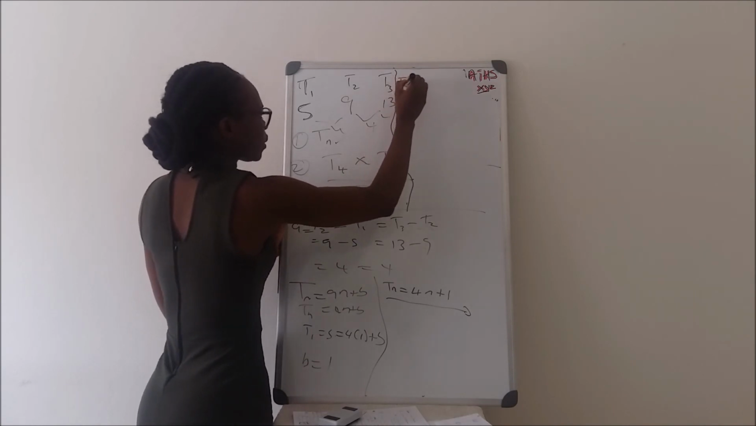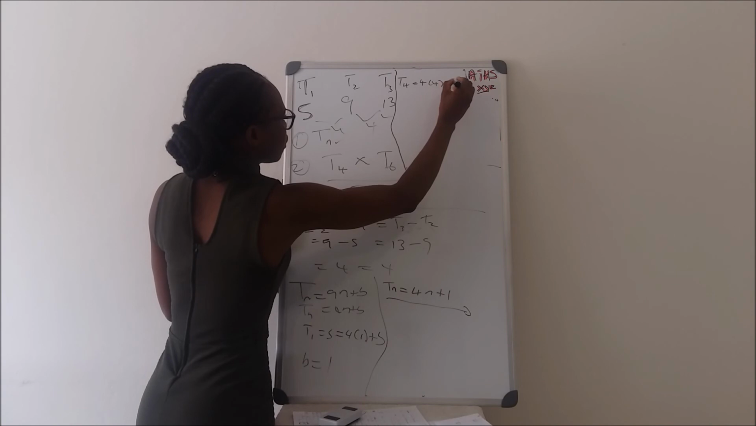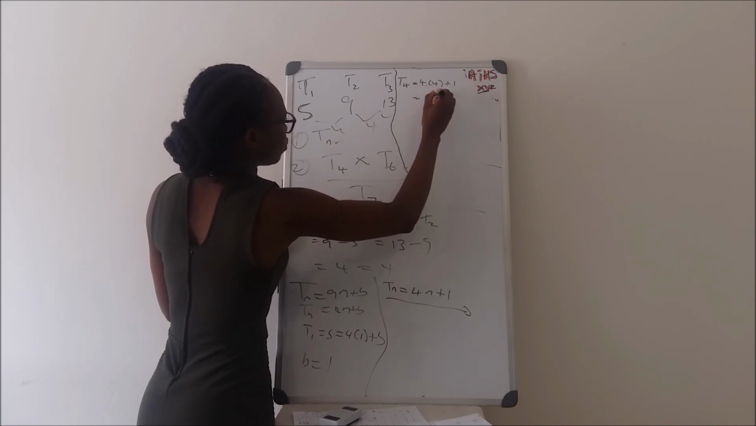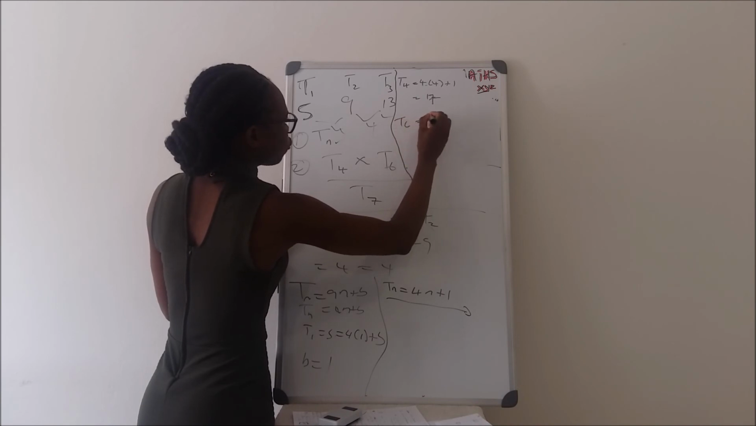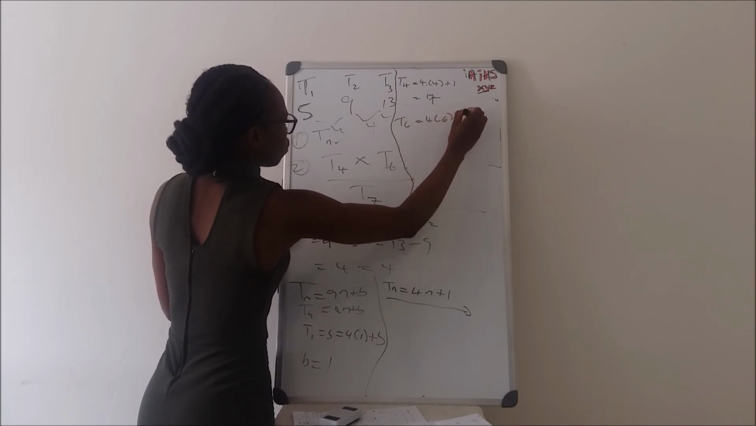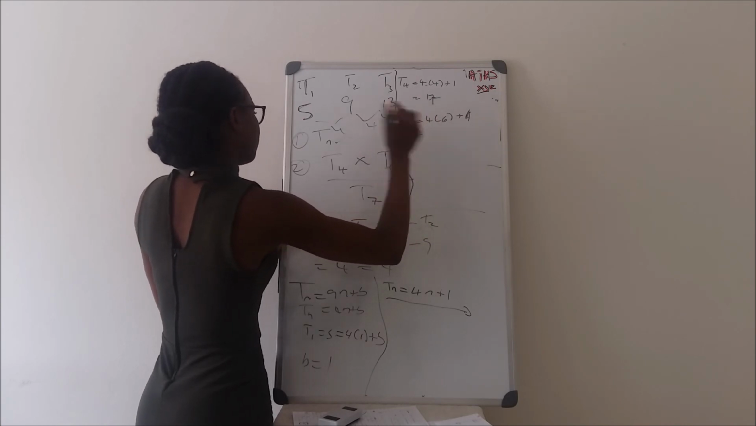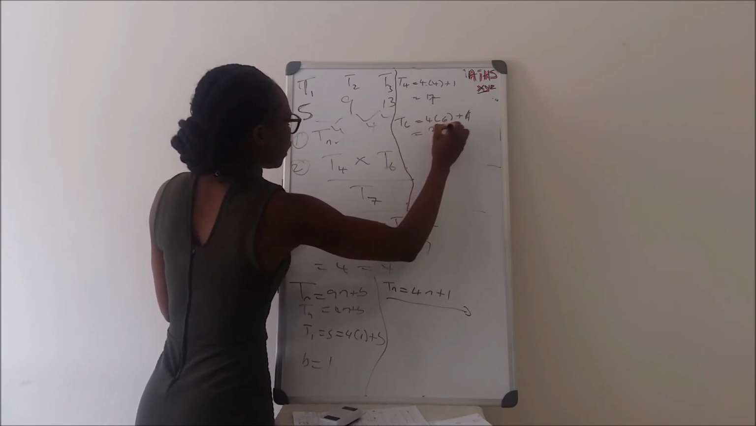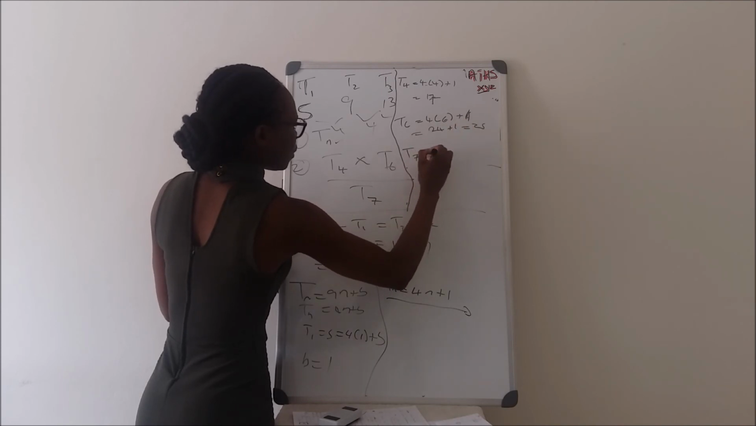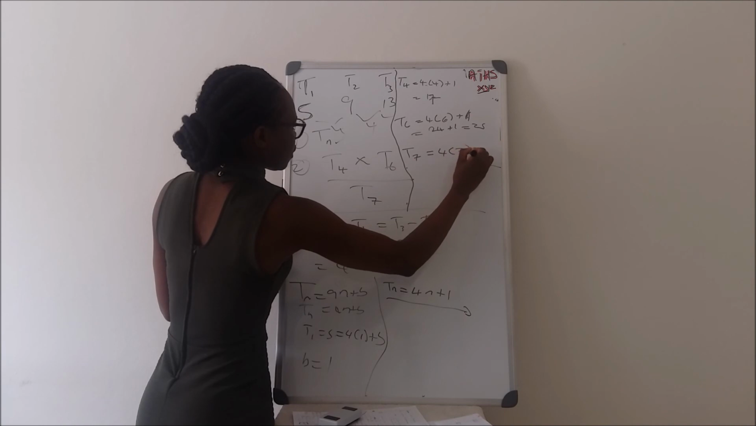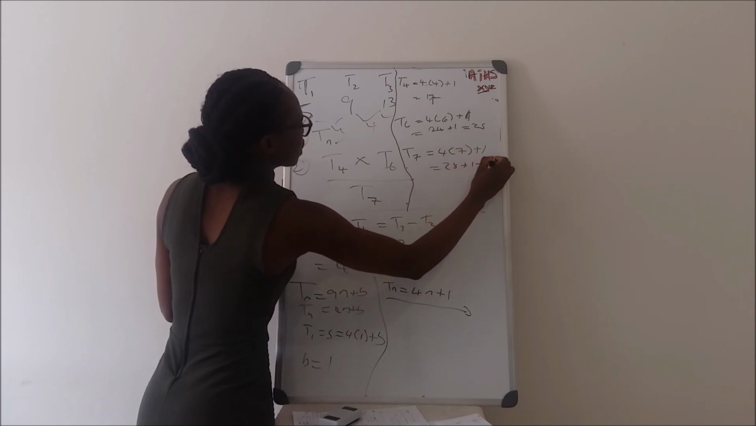T4 is equal to 4 into 4 plus 1, of which this would be 16, would be 17. And our T6 would be 4 into 6 plus 1. So this will be 4 by 6 will be 24 plus 1, which will be 25. And our T7 will be 4 into 7 plus 1. So this will be 28 plus 1, which gives us 29.